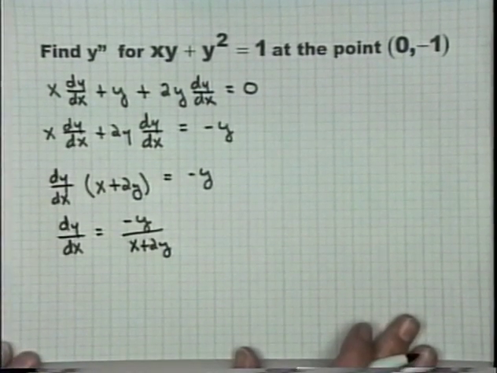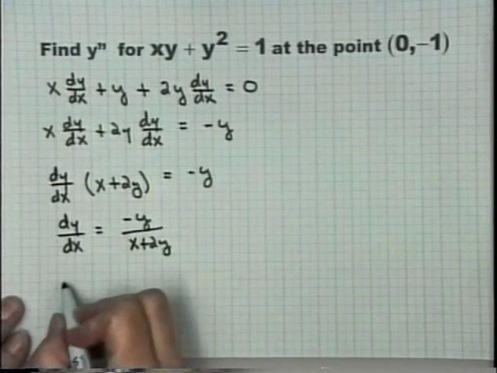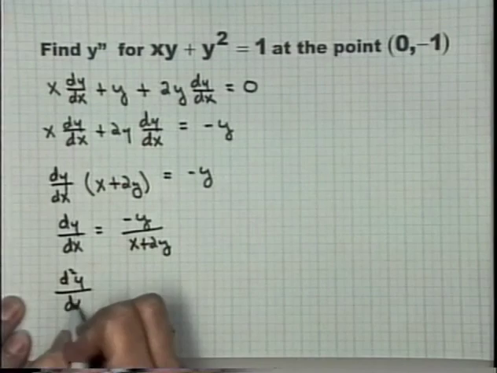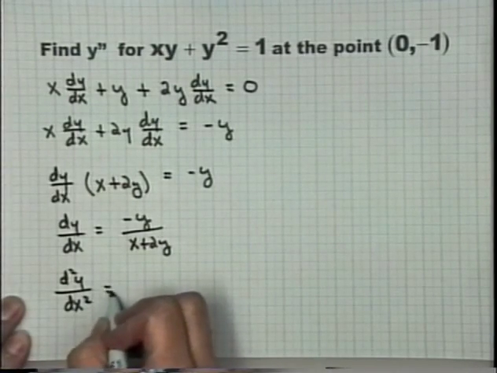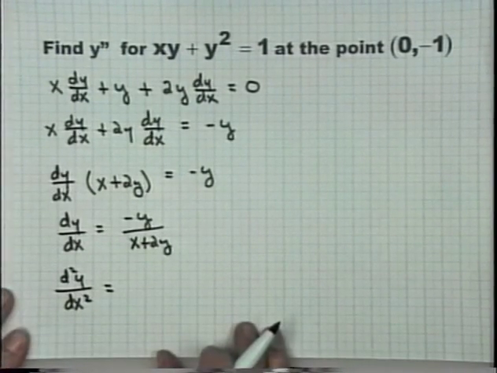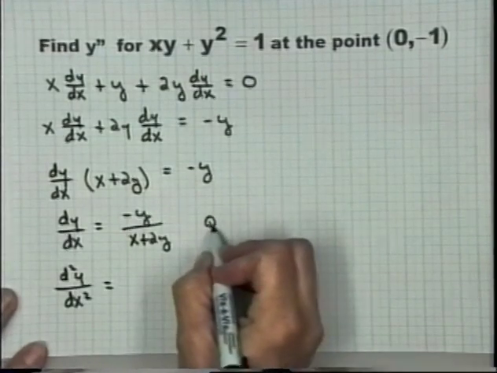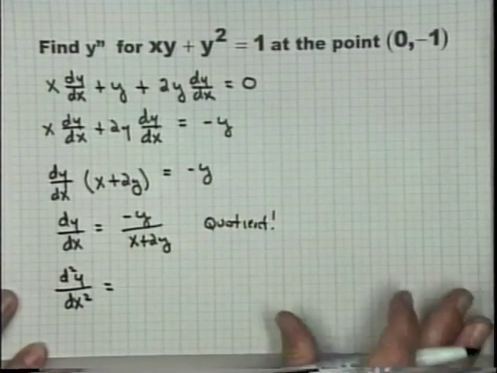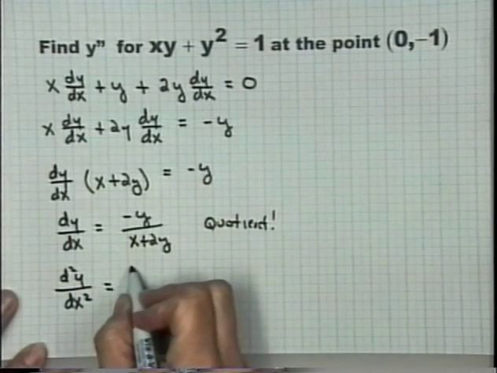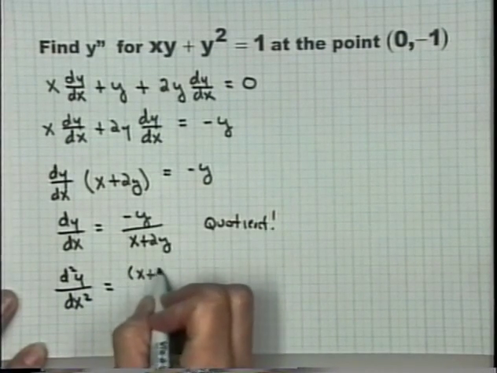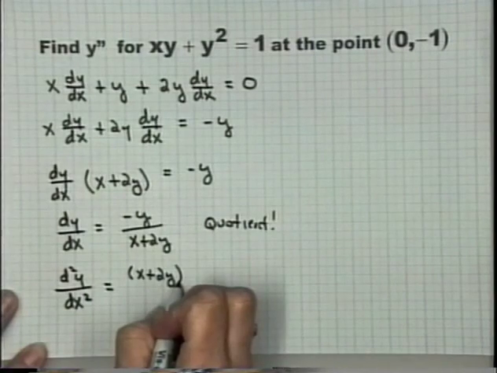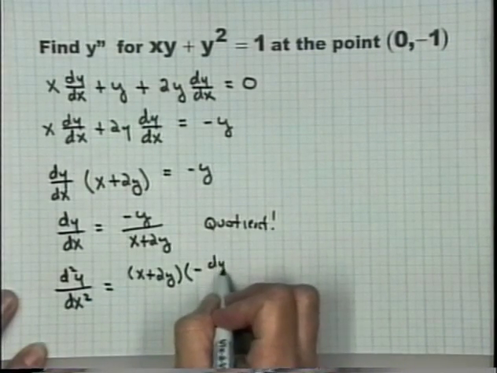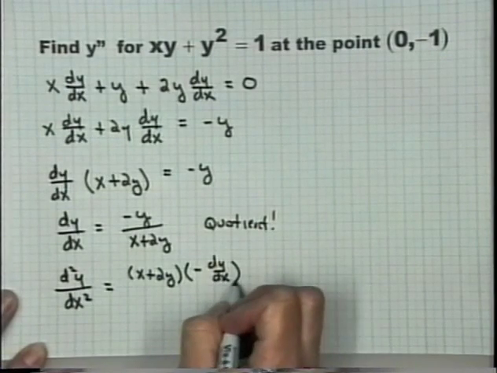Now, as we did before, we're going to start on the second derivative, again taking the derivative with respect to x. So I'm going to use this notation to emphasize again, we're taking the derivative with respect to x. Now, keep in mind here we have a quotient, don't we? So, quotient rule. Denominator, x plus 2y. The derivative of the numerator is negative dy/dx.